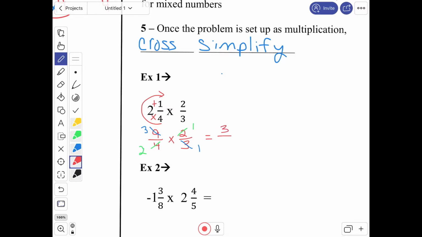And then I go straight across. 3 times 1, which is 3, and 2 times 1, which is 2. That made an improper fraction, so I have to divide it out. Man, horse. Top number goes in, bottom number goes out. 2 goes into 3 once with 1 left over. So my answer is 1 1/2.